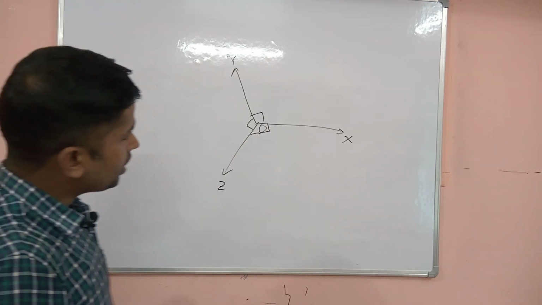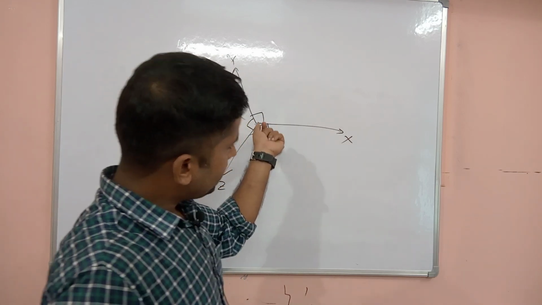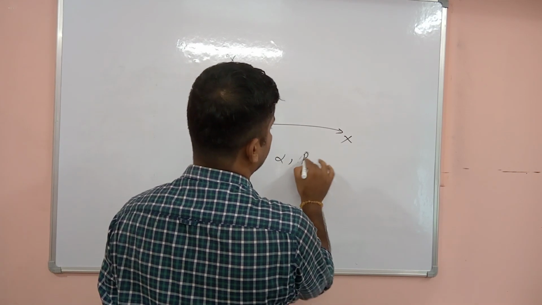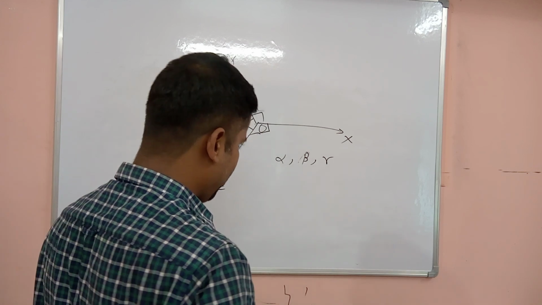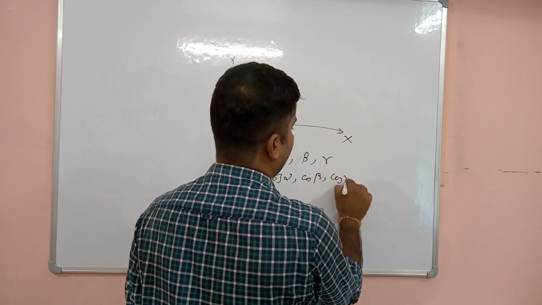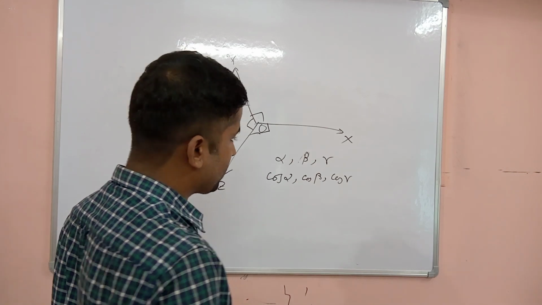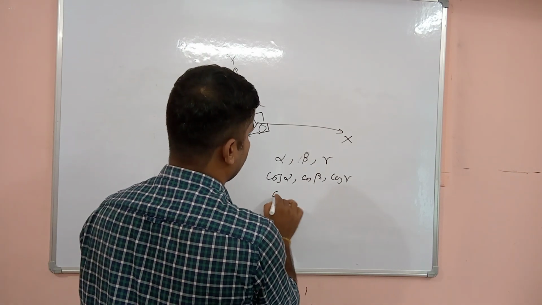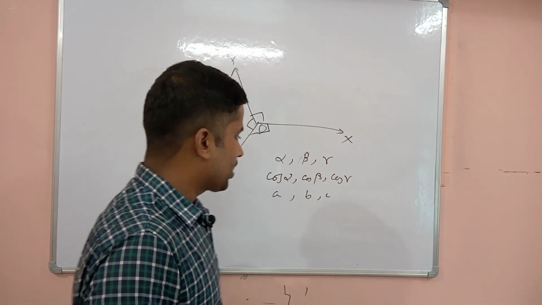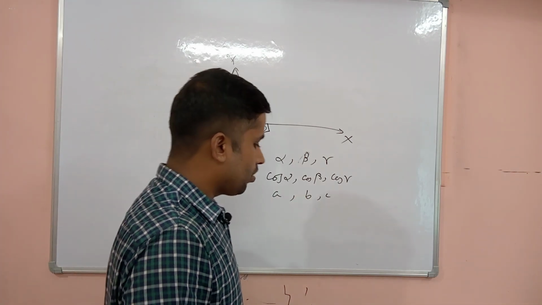Okay, suppose a straight line passes through the origin and it makes three angles with the x-axis, y-axis, and z-axis. Suppose they are alpha, beta, and gamma. Okay, then cos alpha, cos beta, cos gamma are said to be the direction cosines of this particular line. Suppose three numbers a, b, c are proportional to cos alpha, cos beta, and cos gamma, then a, b, c are considered as direction ratios of this particular line.